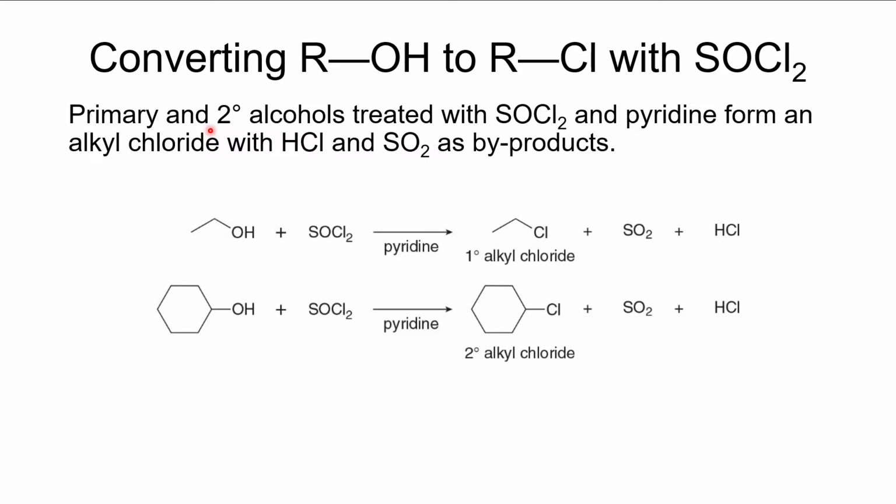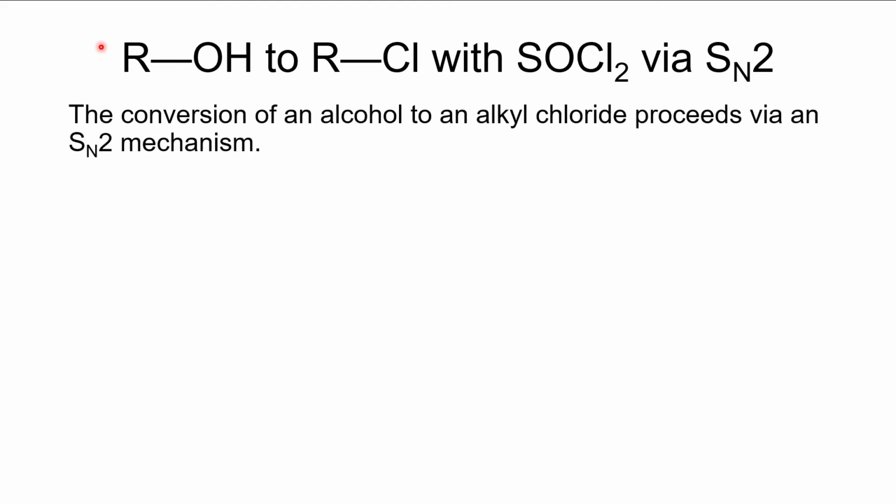Why don't you pause the video for a second and see if you can figure out what kind of mechanism it is. All right, now that you paused the video, hopefully you said that must be an SN2 mechanism. If it only works with primary and secondary, but not with tertiary, it must be SN2, and that would be correct. So it is an SN2 mechanism. We're going to look at the whole mechanism here.